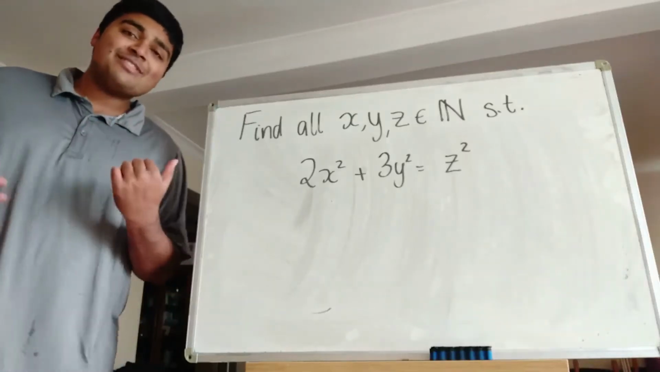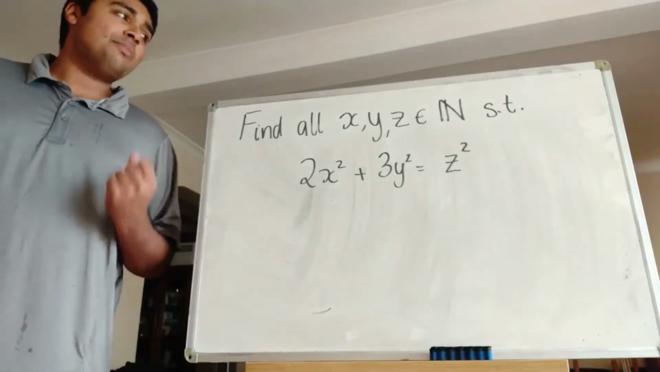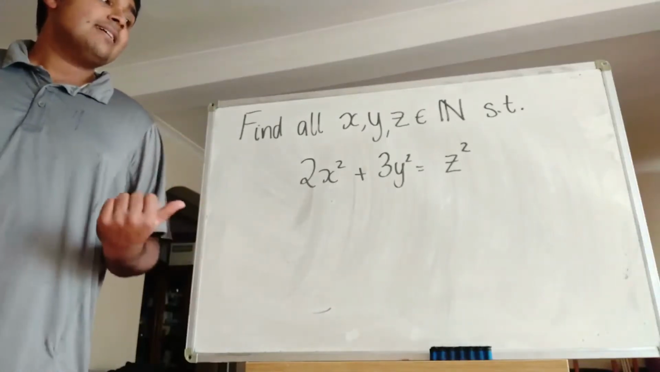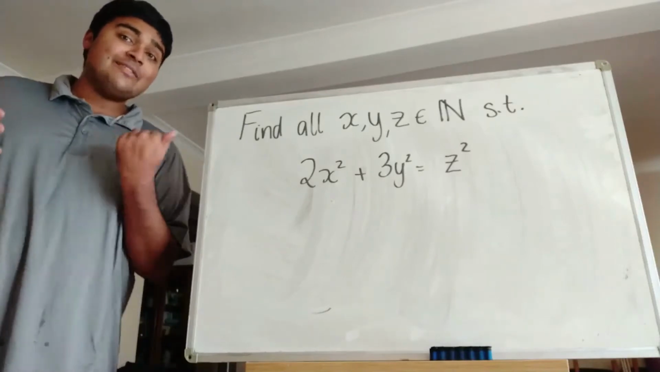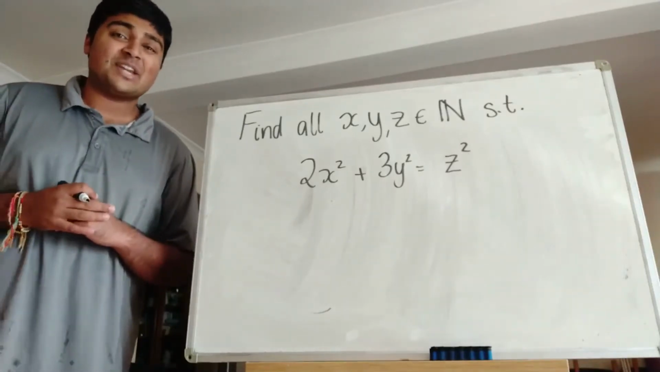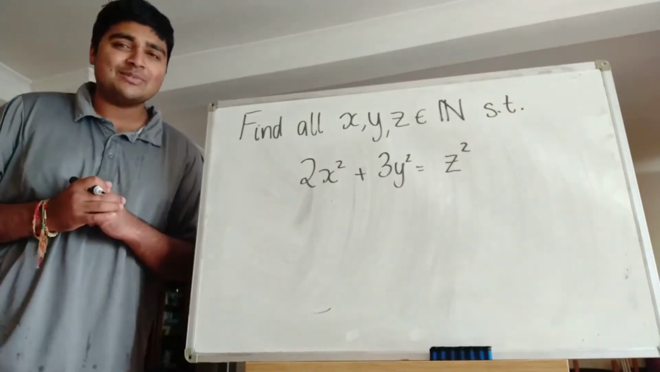Today I've got a fun number theory problem for you. We want to find all positive integers x, y and z such that 2x² + 3y² = z². Okay, if you want to have a go at this problem, pause the video now and give it a go for yourself, and I'm going to jump straight into a solution.